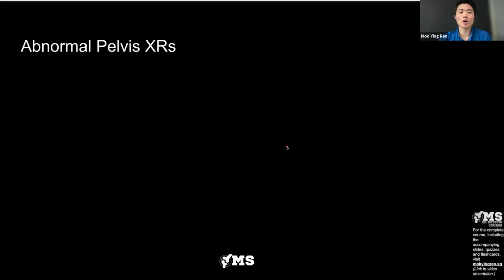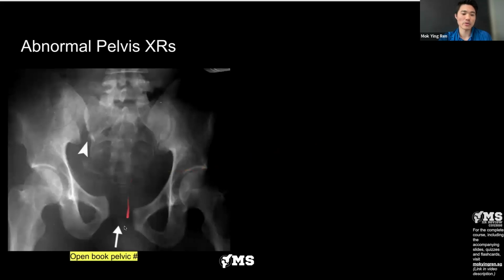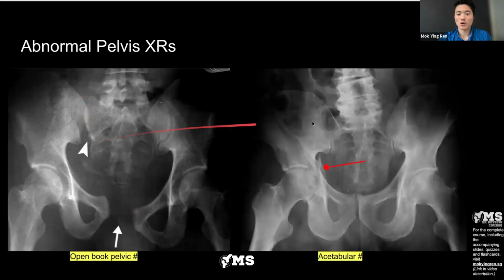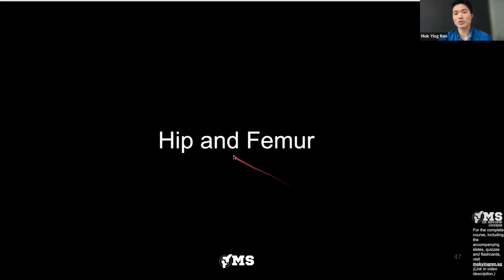Now, a quick look at some abnormal pelvis x-rays. This is a straightforward open book pelvic fracture. You can see the disruption of the pubic symphysis as well as the sacroiliac joints. Over here is the acetabular fracture. Notice that there are many fracture lines, and the lines that we talk about are now disrupted.